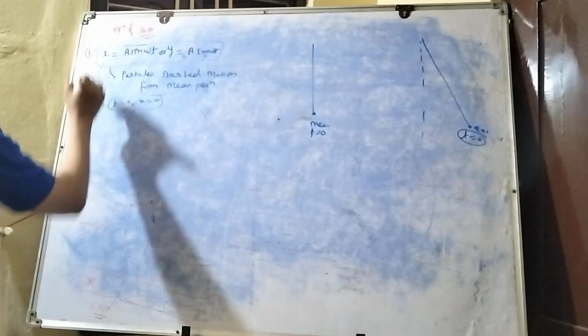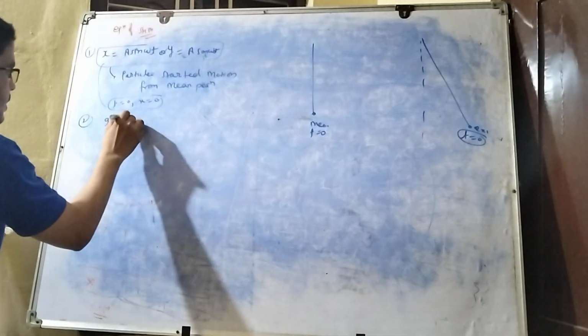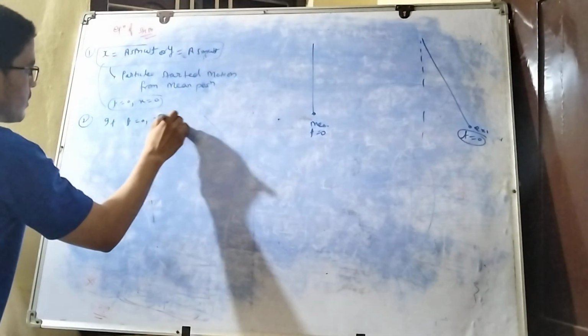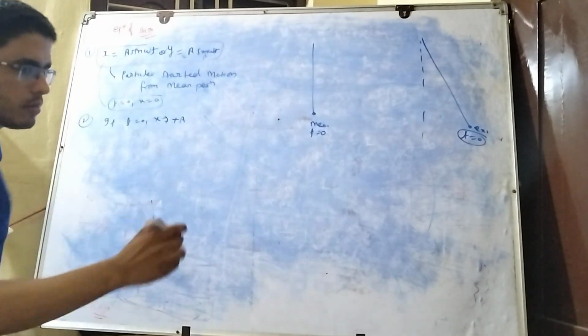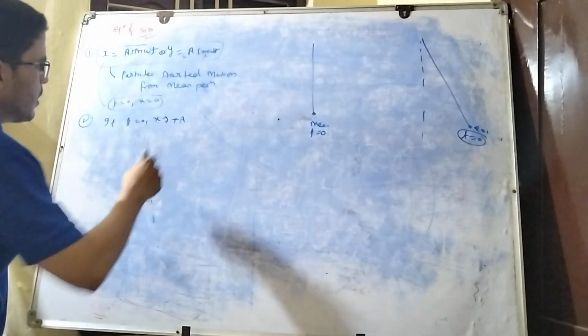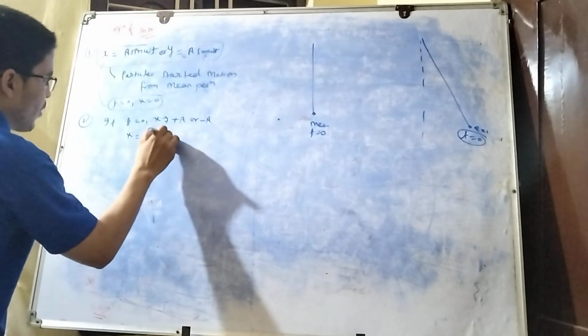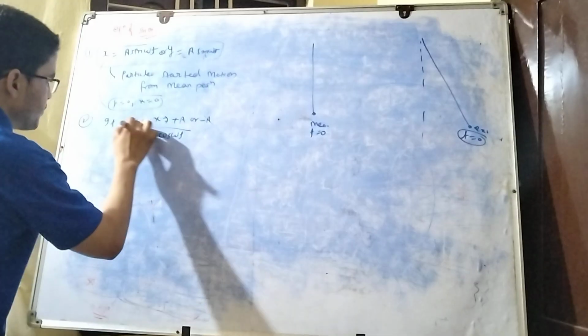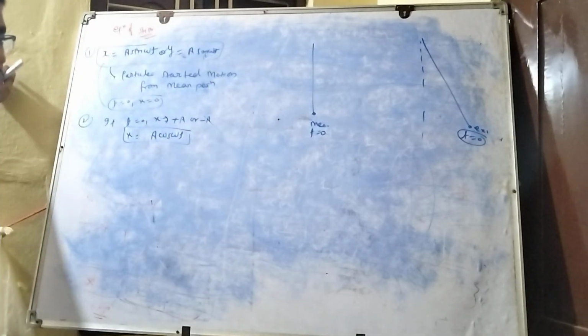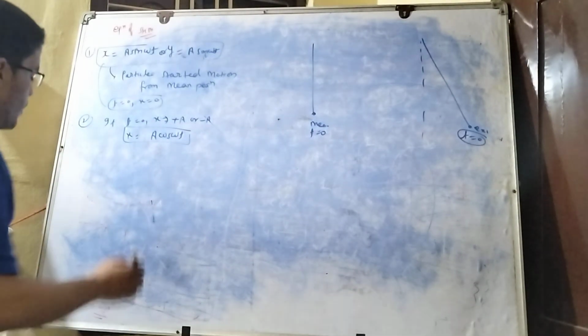So that thing I am writing here now. That is 1. And 2 is, if t equal to 0, the particle is present at the extreme, and the extreme is what? Plus a or minus a, no doubt. So x equals to a cos omega t. Got my point?